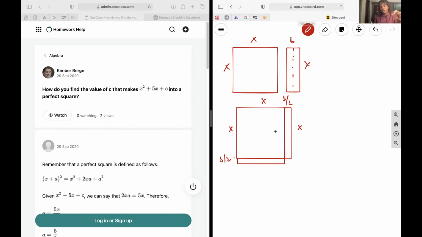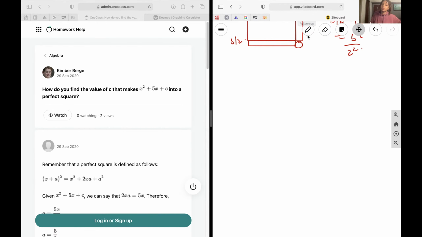And so I can see that it's almost a perfect square, but what I'm going to be missing here is a square of b over 2 by b over 2, which is b over 2 squared.